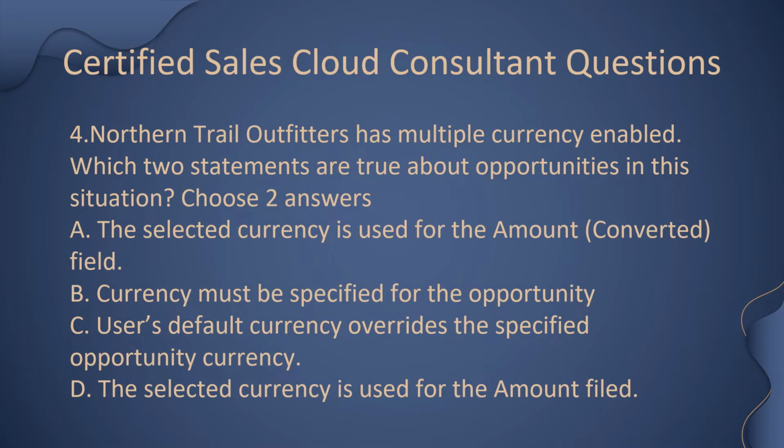4. Northern Trail Outfitters has multiple currency enabled. Which 2 statements are true about opportunities in this situation? Choose 2 answers. A. The selected currency is used for the amount converted field. B. Currency must be specified for the opportunity. C. User's default currency overrides the specified opportunity currency. D. The selected currency is used for the amount field.